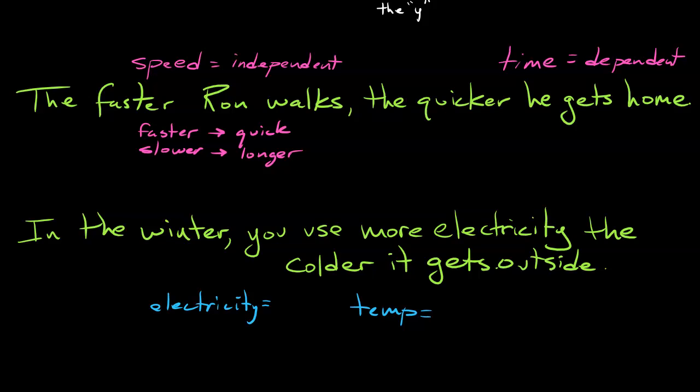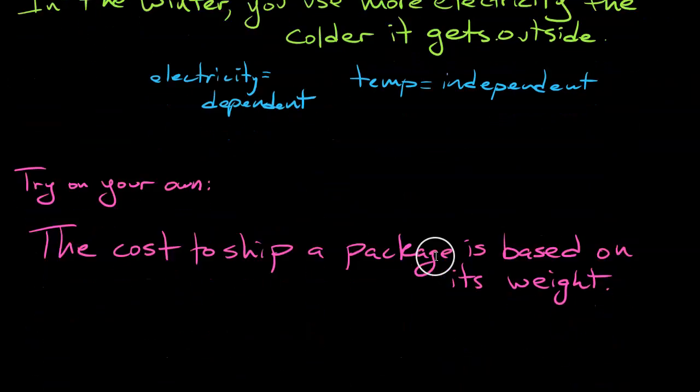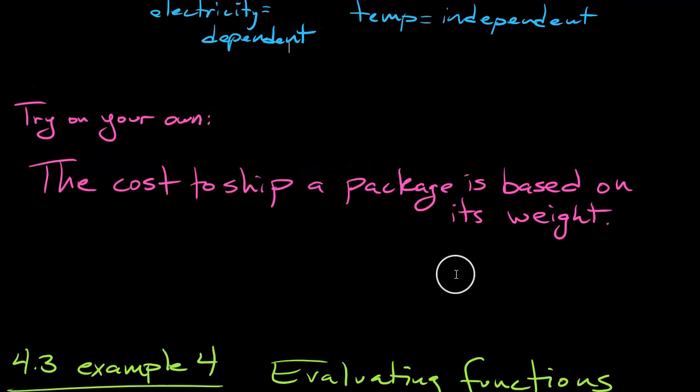But yeah, what you said was perfect. The temperature outside is going to be the independent variable in this situation because the temperature affects the amount of electricity you use. Independent. And this could have been natural gas, whatever, however you heat up your house. So here's the situation I wrote for you guys to try. See if you can figure out which one is independent, which one is dependent.